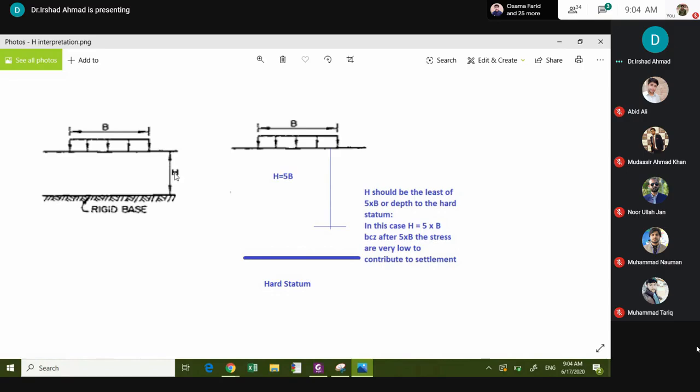But in another scenario, the hard stratum is very far below, or you didn't even find it. It is not there. You did the borehole and you couldn't find any hard stratum, or it is very deep. So in that case, H should be equal to 5 times the width of.